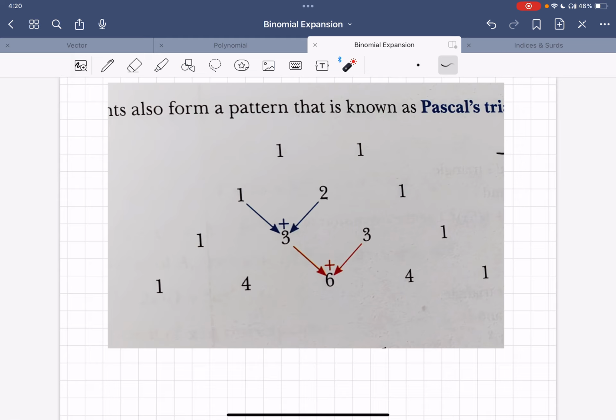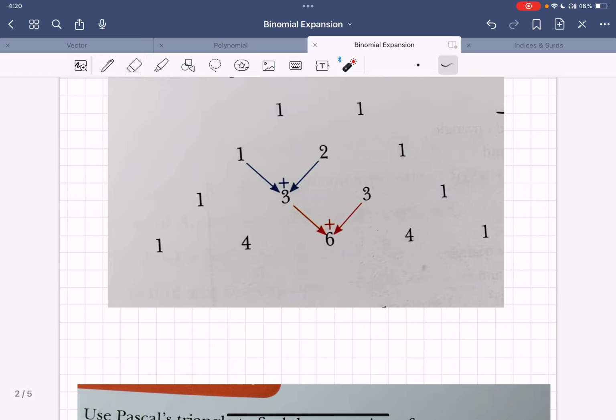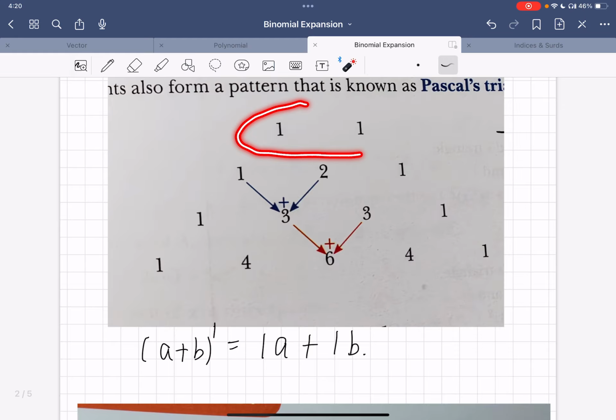So when the power is 1, for example, we've got brackets a plus b to the power 1 equals 1a plus 1b. That's right. So the same applies to the first line, right? To the first row here.